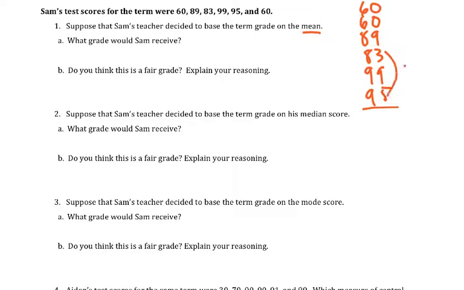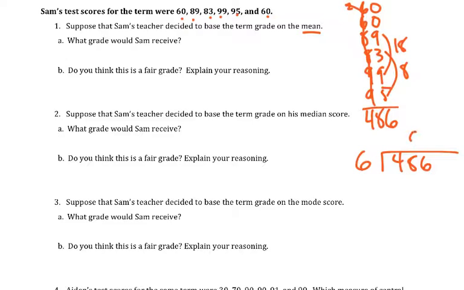So that'd be 8, 18, so 26, 12, 14, 22, 39, 48. So 486. And then there's 1, 2, 3, 4, 5, 6. So 6 into 486 would be 8. 48, subtract, bring down the 6. So it'd be an 81%.